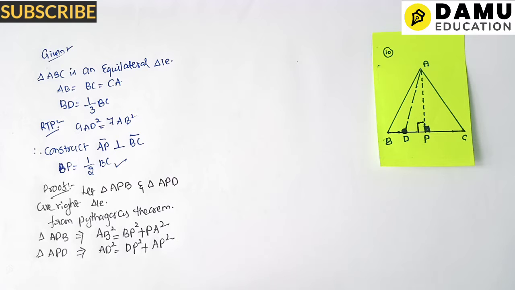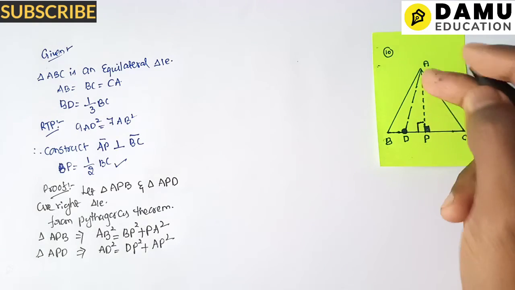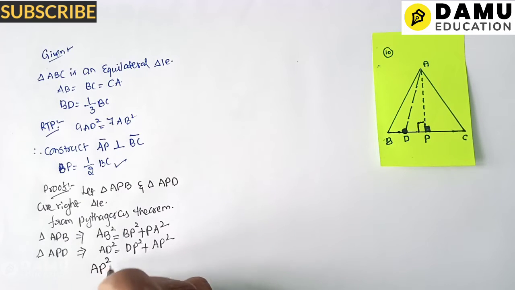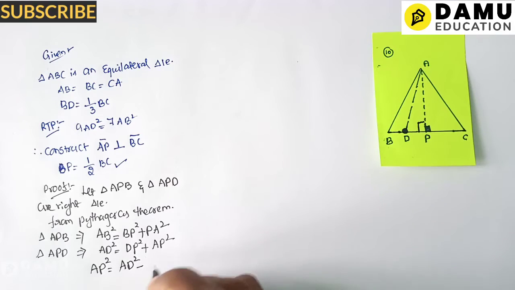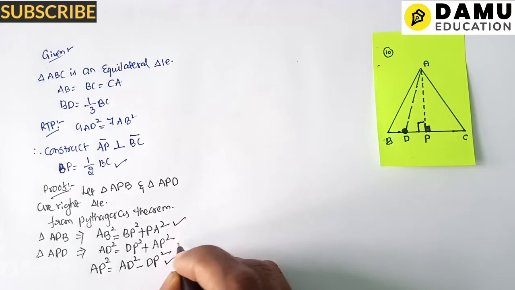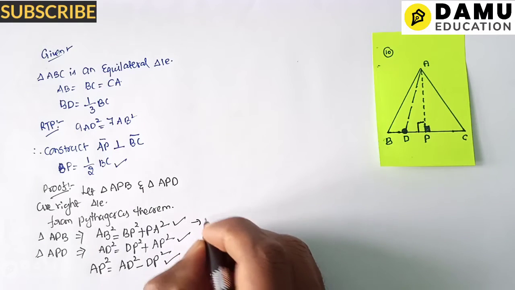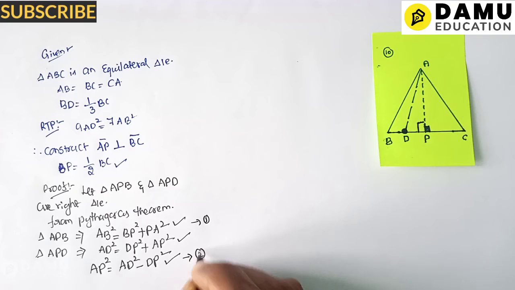So from these two conditions, another one you can write: AP square will be equal to AD square minus DP square. Can you write like this? Yes, we can write it. So these are the equations. Let's substitute AP square in that one. So this is 1 and this is 2.